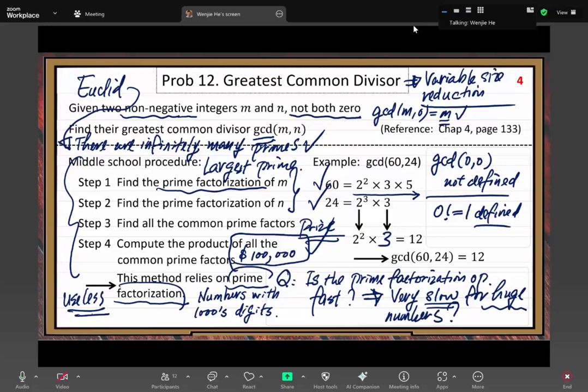That's the goal. So our next algorithm, method 2, we need to look at how to find the GCD without prime factorization.